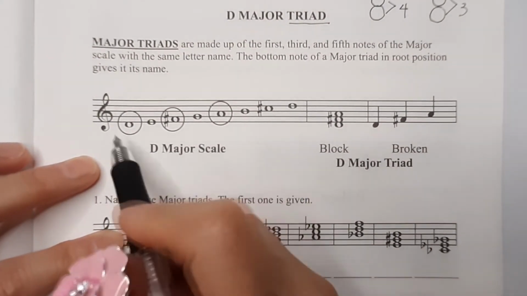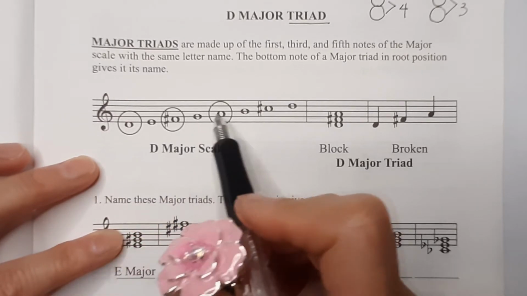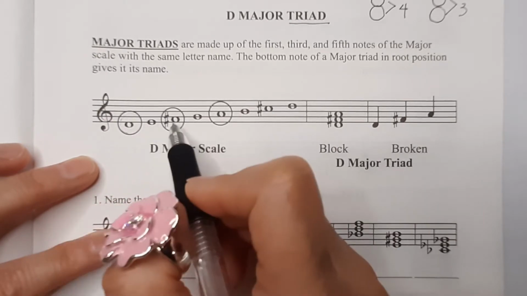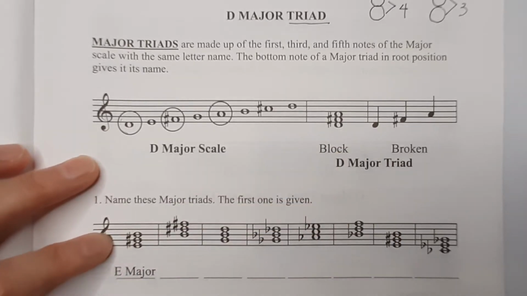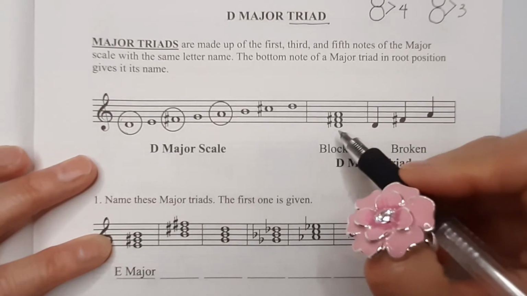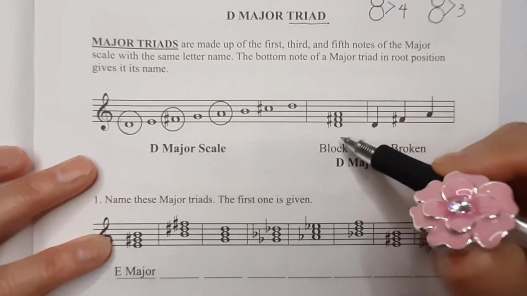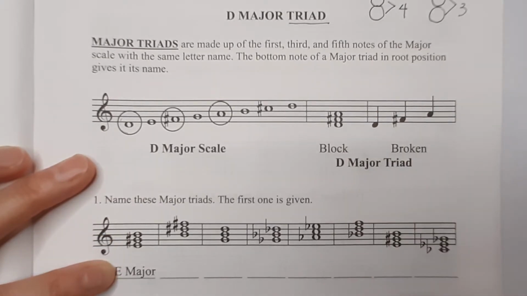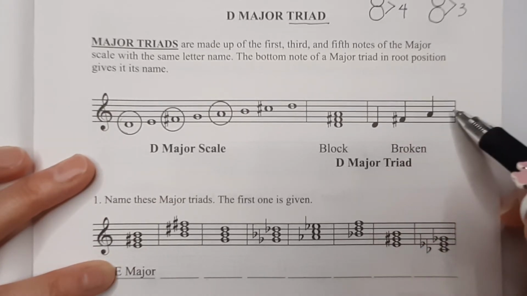Now, here, look. There's a scale of D, right? D, E, F sharp, G, A, B, C, D. And you circle the first one, and you circle the third one, and you circle the fifth. And you call that a major triad. Okay? Now, this is a block chord, meaning you just piggyback it. Piggyback. Now, stack it. But look, this is a broken chord, separately. Okay?